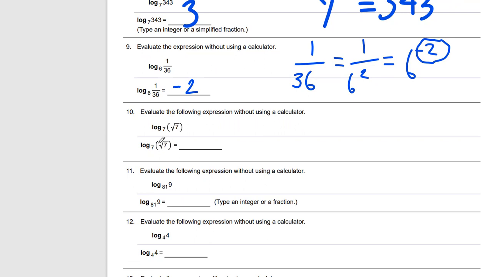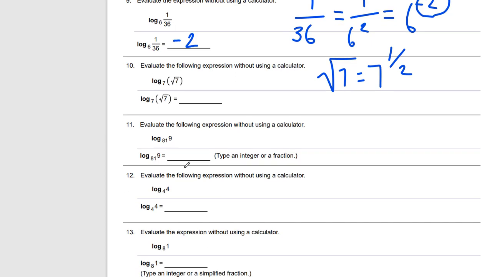Here we have this square root of 7, okay? So the square root of 7 is 7 to the 1/2. So they're saying, what power do you raise 7 to get the square root of 7? The answer is 1/2.